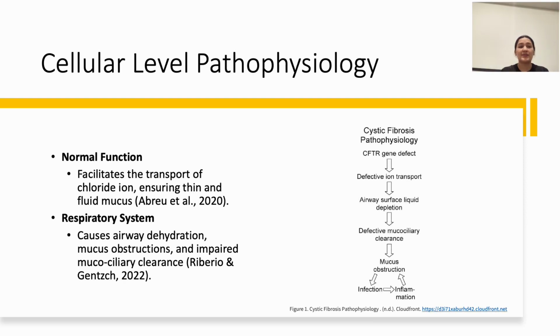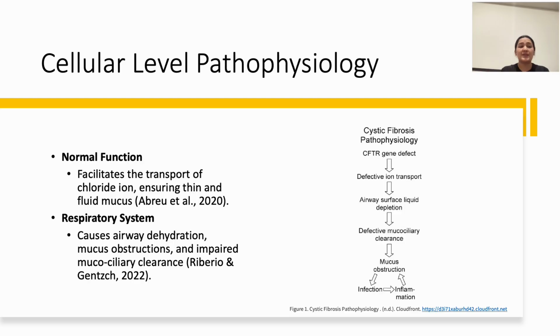Now let's talk about cellular pathophysiology. The CFTR channel normally facilitates the transport of chloride ions out of cells, which helps to maintain the balance of salt and water on epithelial surfaces. By maintaining this balance, the CFTR channel ensures that mucus remains thin and fluid, facilitating its movement and clearance from surfaces like the lungs and digestive tract.